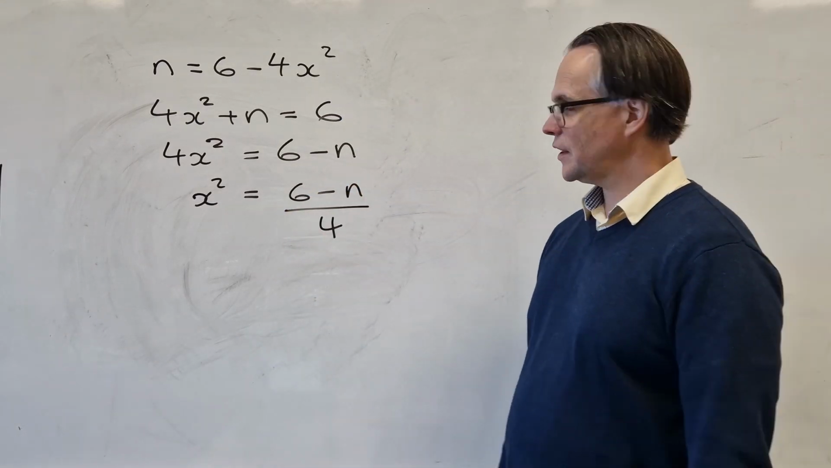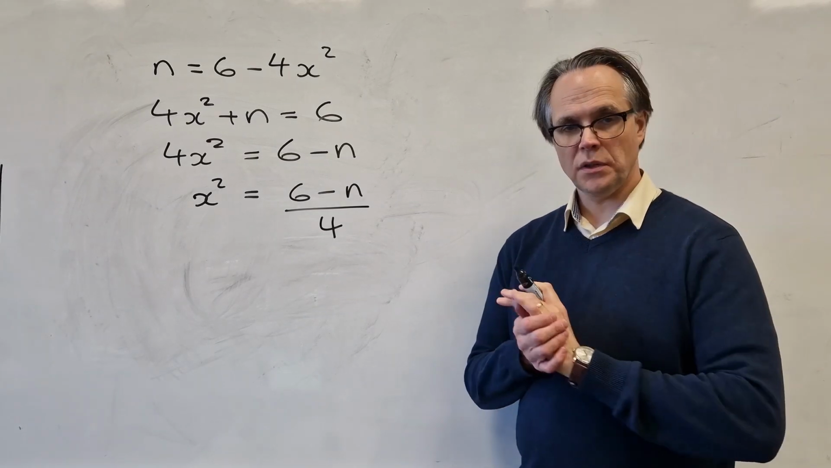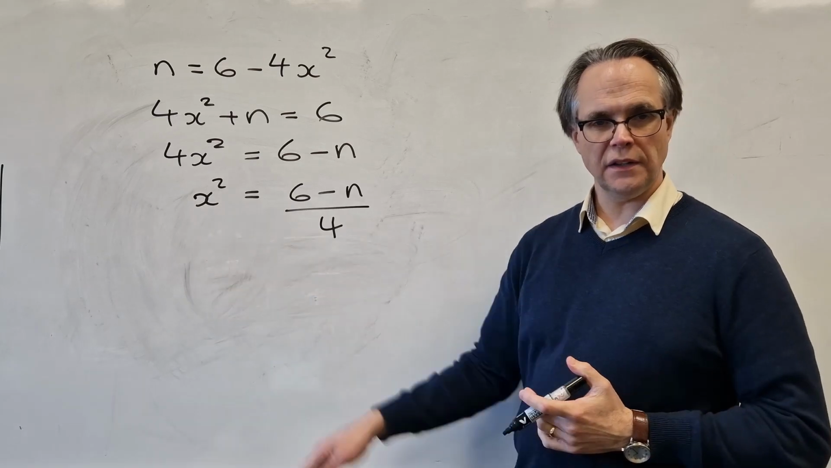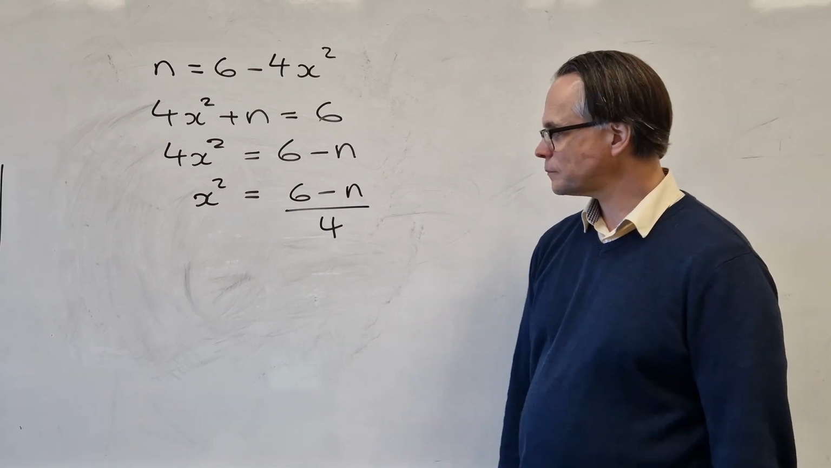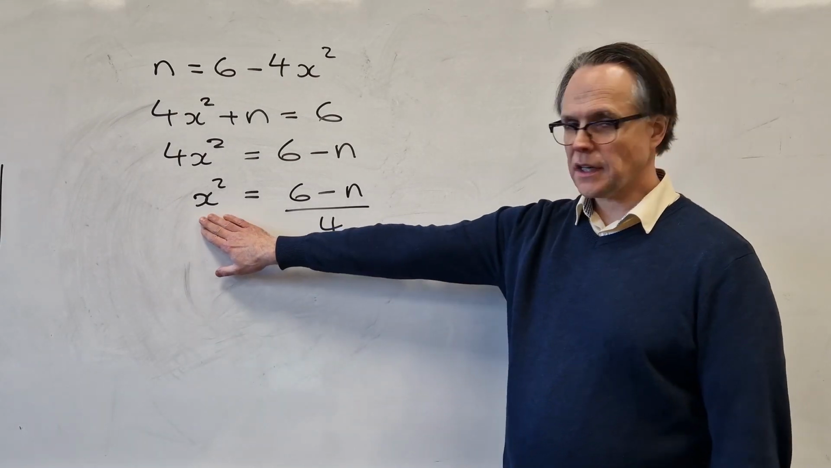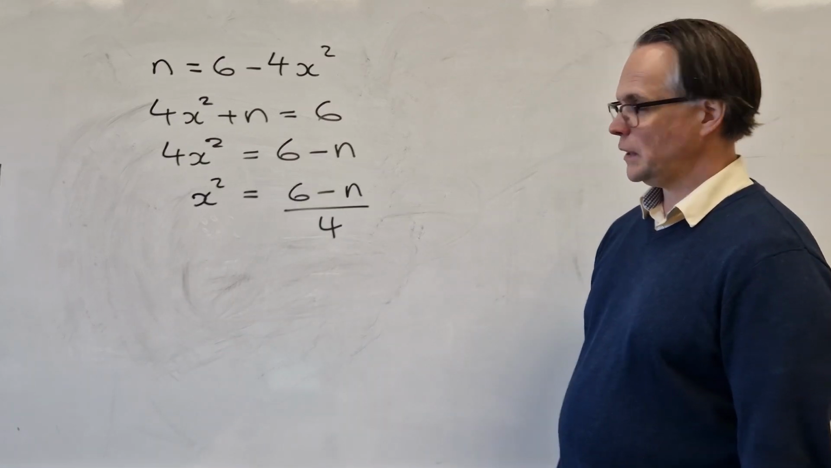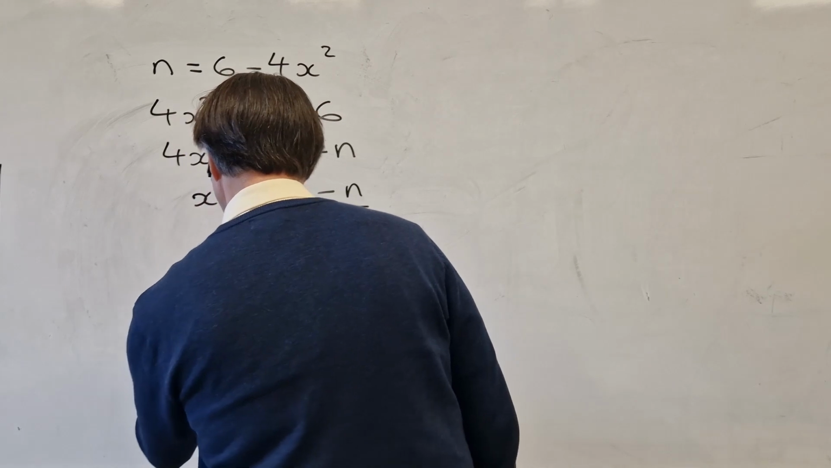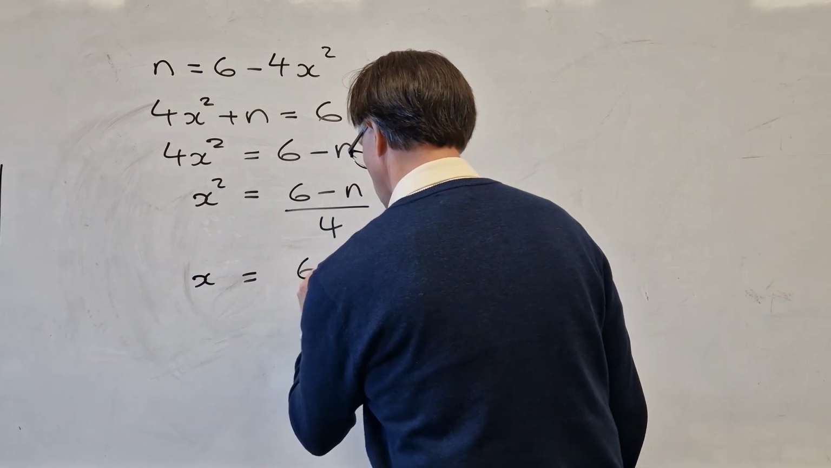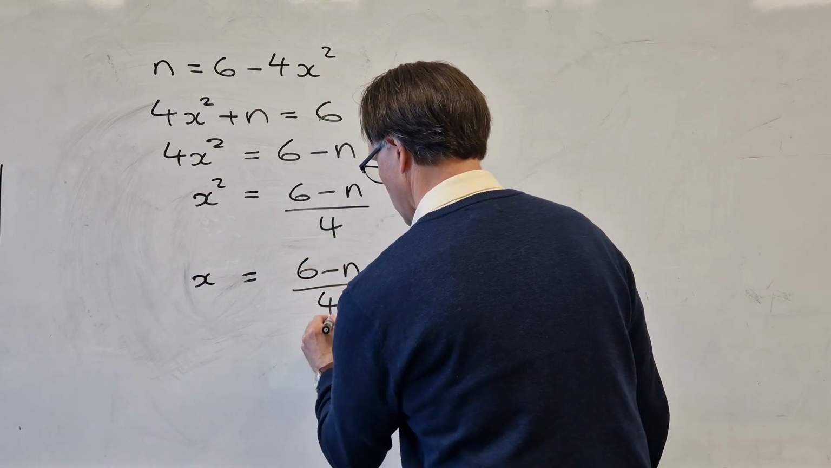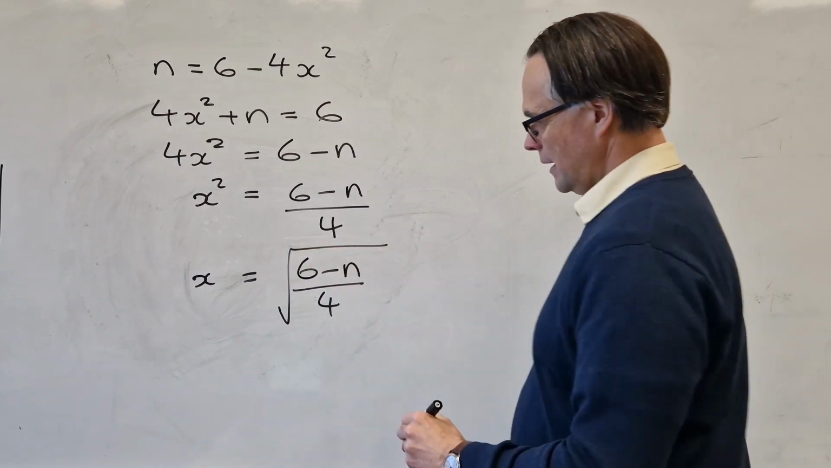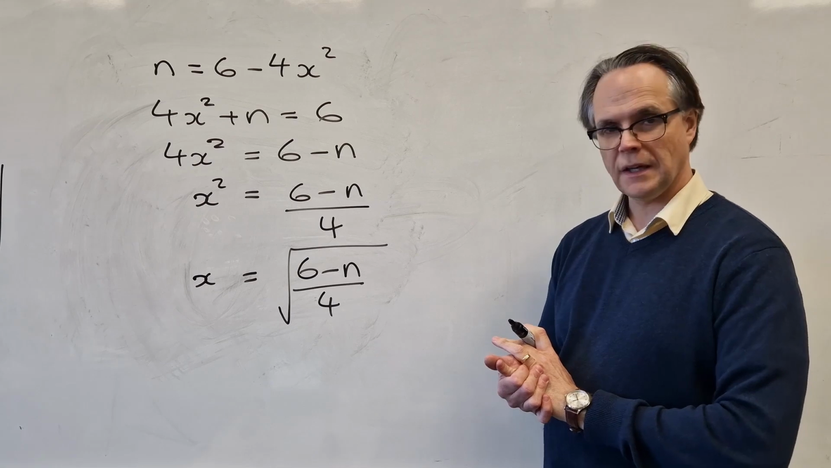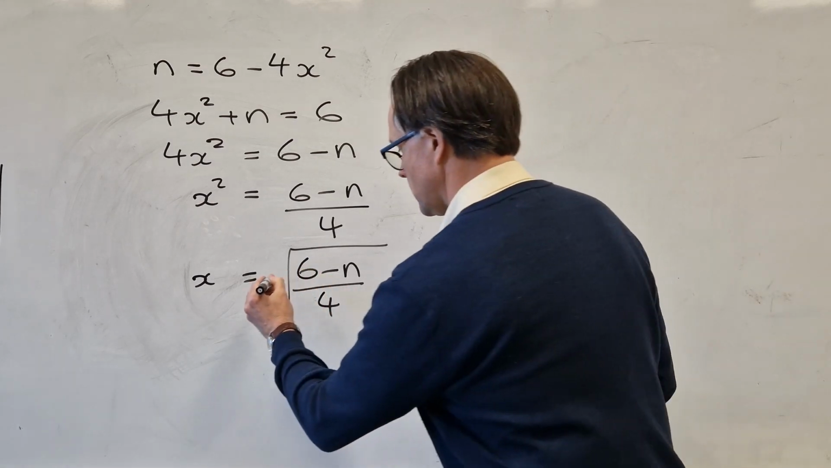But we can't leave it like that because we want to make x the subject, which means x has got to be on its own, not x squared. If you stop there, you haven't quite finished it. So to turn x squared into x, we need to square root. So we square root both sides. But because the square root symbol just means the positive square root, we need to put a plus or minus symbol in front of it.